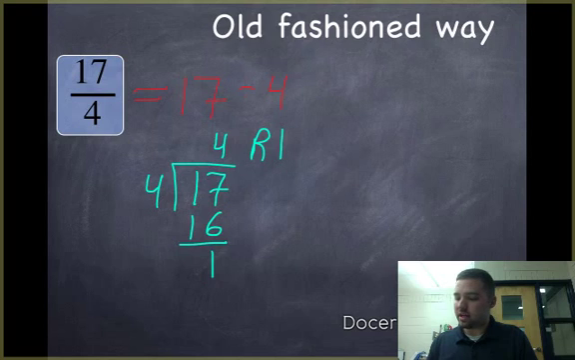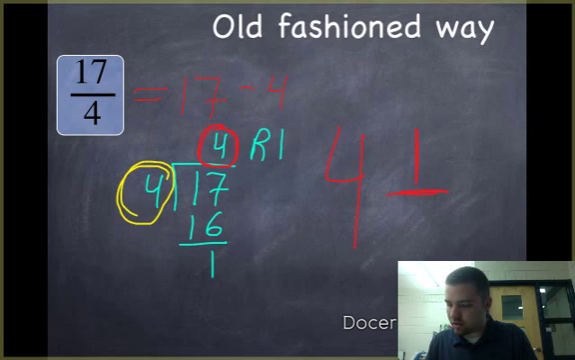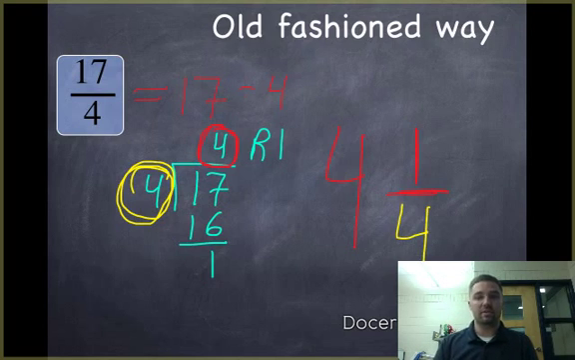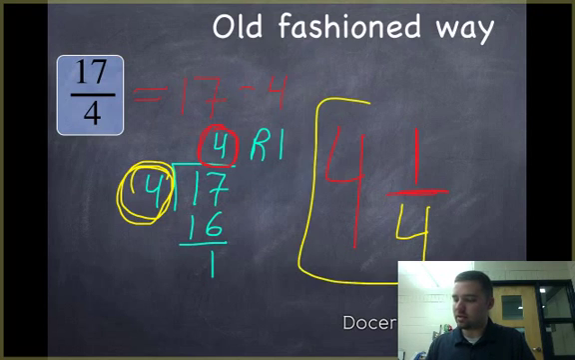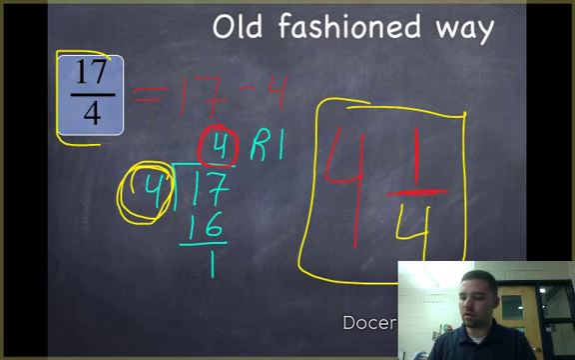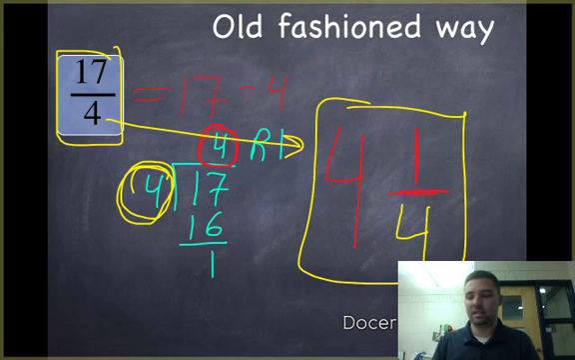So my actual answer then is 4, this number up here, and then take your remainder, which was 1, divided by whatever you were dividing by originally, so 4. So it's 4 and 1/4 is the mixed number. In other words, we could write 17 over 4 is actually 4 and 1/4.